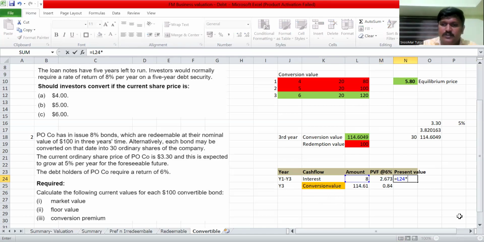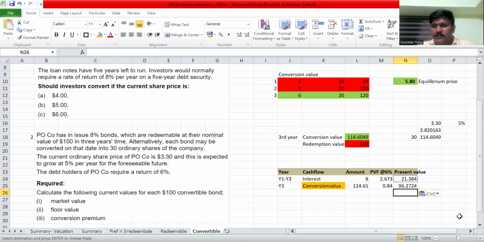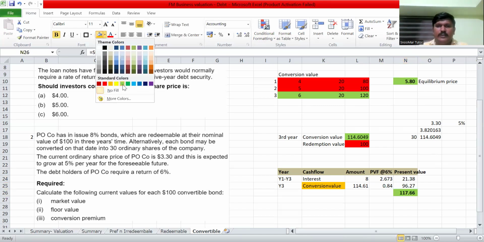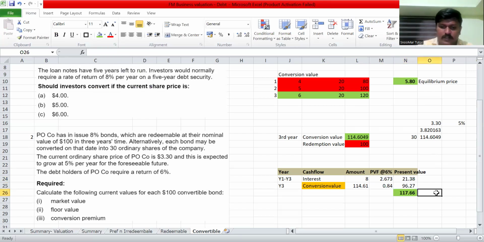So 8 into 2.673 gives 21.8. Same thing I'm applying over here, and we total this to get the market value. So what is the market value of the debt? One debt's market value is 117. So one debt is currently having a market value of 117 over here.